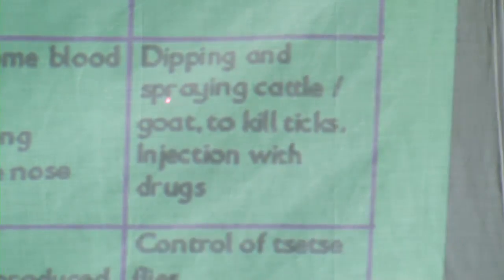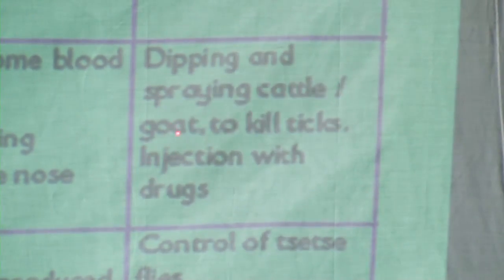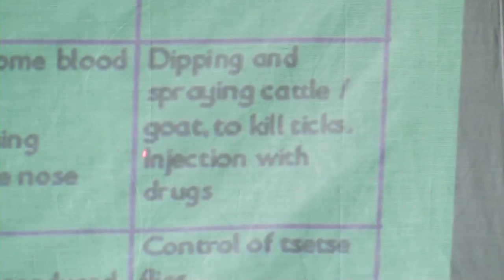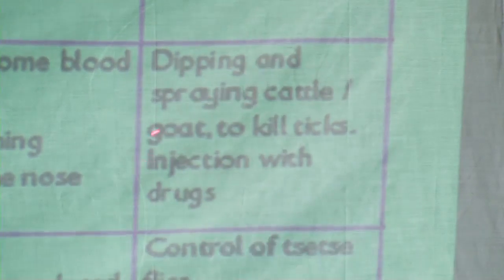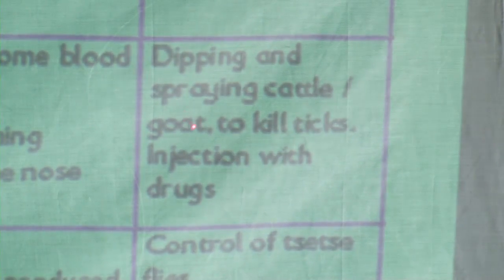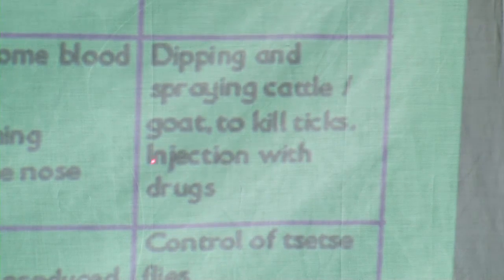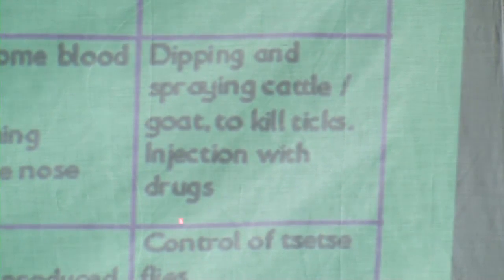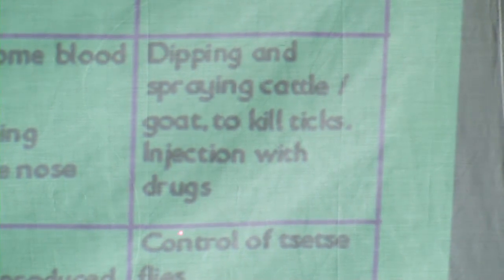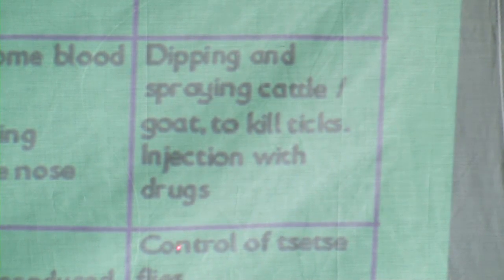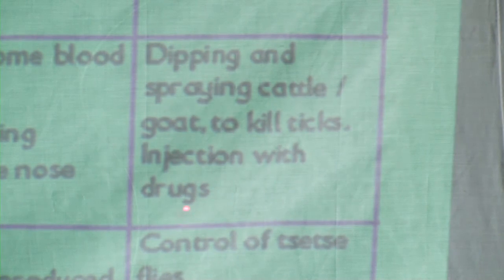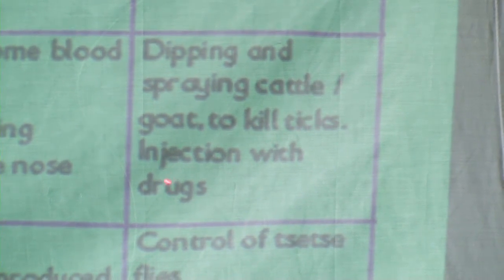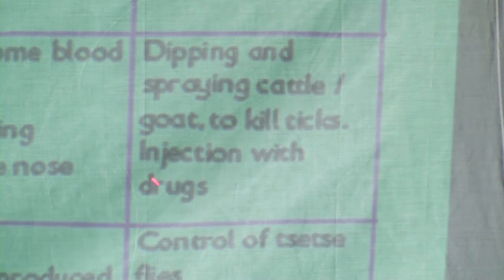And then some of us can also have a cattle crush, where you can use sprays, you spray the insecticides to kill these vectors. Then you also have injection with drugs. In case they're infected, the way to go is to inject drugs which can help them get cured from diseases.